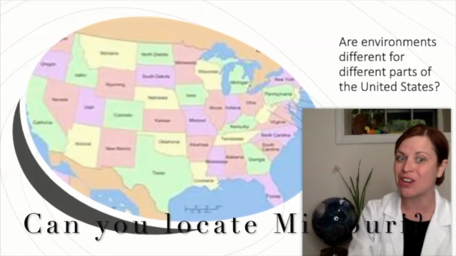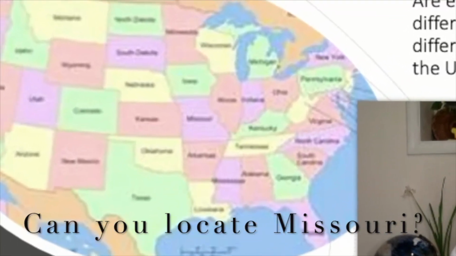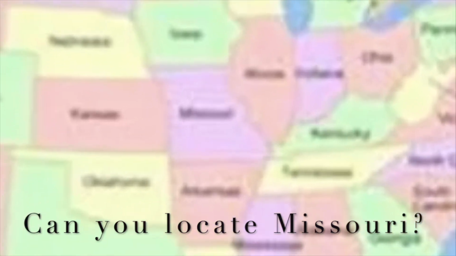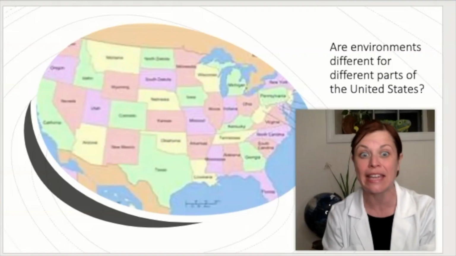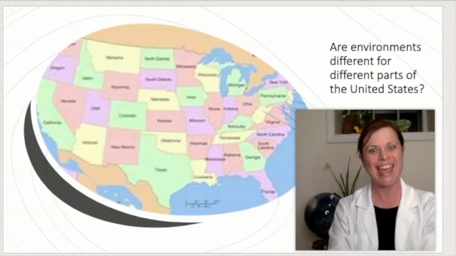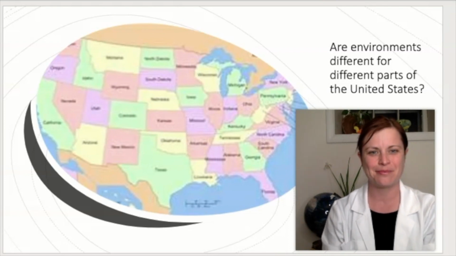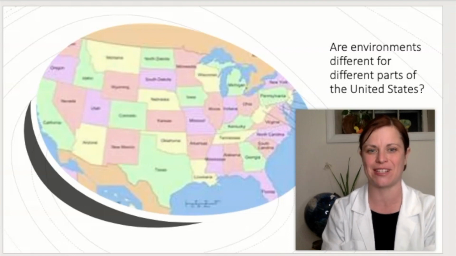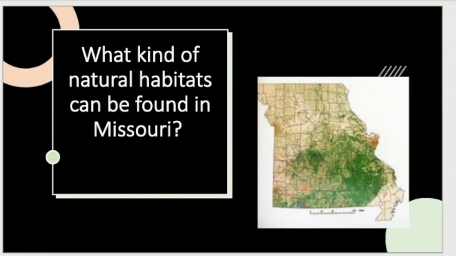Can you find Missouri on this map of the United States? Do you think that the plants and animals need different things in Missouri than they do in Florida? What could be some of those differences? As we are thinking about the differences in the United States, we are going to focus on the state of Missouri. Take a look at this map. This map represents our state of Missouri. What kinds of natural habitats can be found in Missouri?